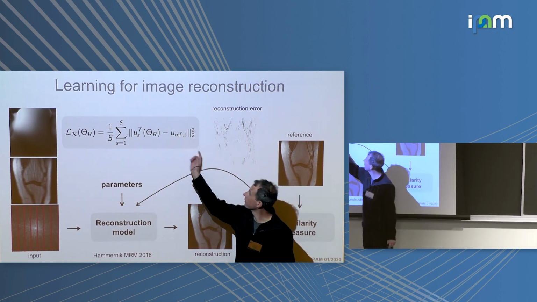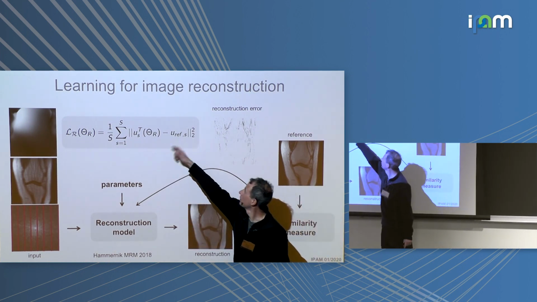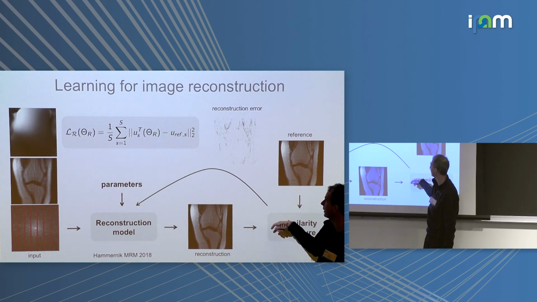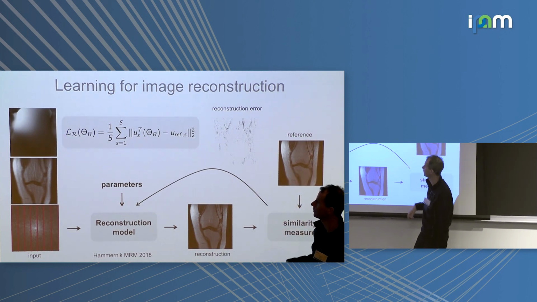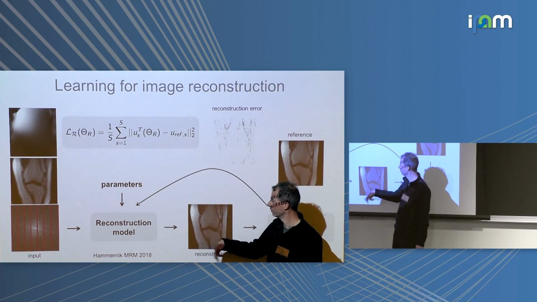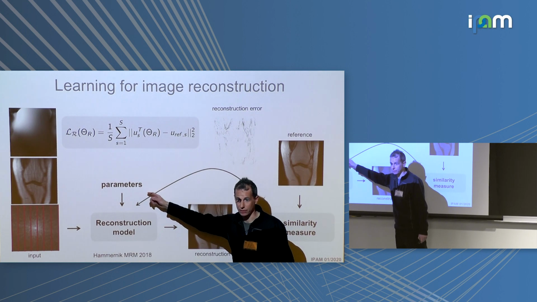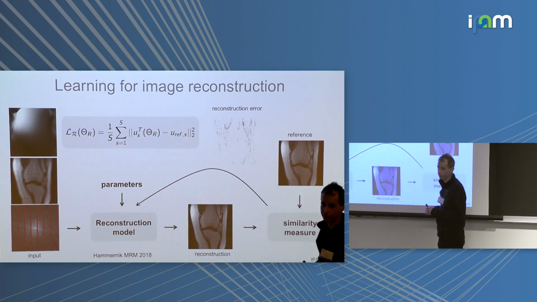You are minimizing, or looping over all the training examples that you have, computing the error between your current network output and your reference, and then you minimize this, and then you loop over your whole training set and update the parameters of your network. Very classic supervised learning.